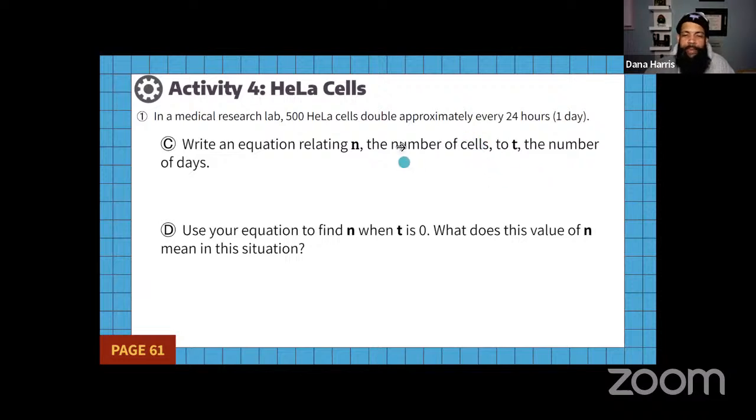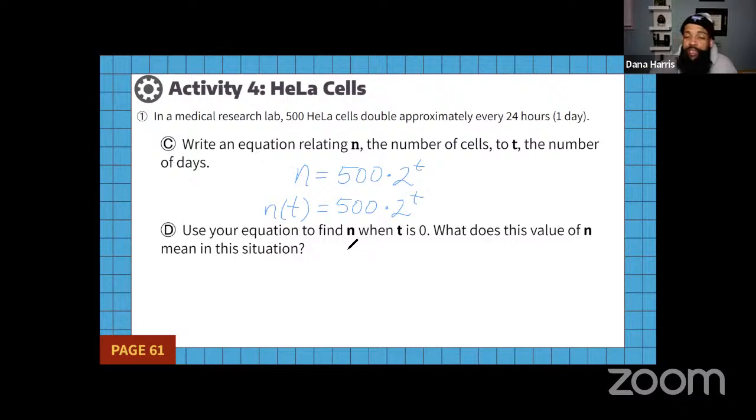Okay, we already did this part. So it says write an equation relating N, the number of cells, to T, the number of days. All right. And so we just simply write what we just wrote in the table, but we're going to say N equals because it says relating N. So N equals 500 times 2 to the T power. Okay. Notice I could also write it in function notation as N of T equals 500 times 2 to the T power.